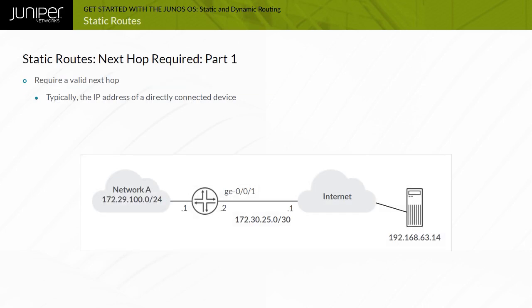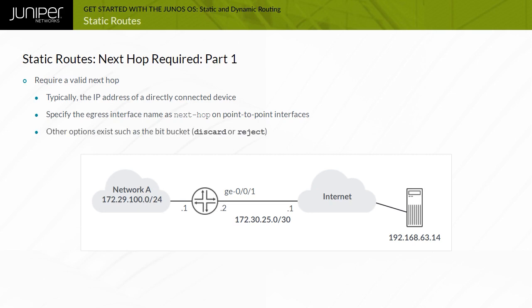Static routes must have a valid next hop defined. Often the next hop value is the IP address of the neighboring router headed towards the ultimate destination. On point-to-point interfaces, you can specify the egress interface name as the next hop rather than the IP address of the remote device. Another possibility is that the next hop value is the bit bucket.